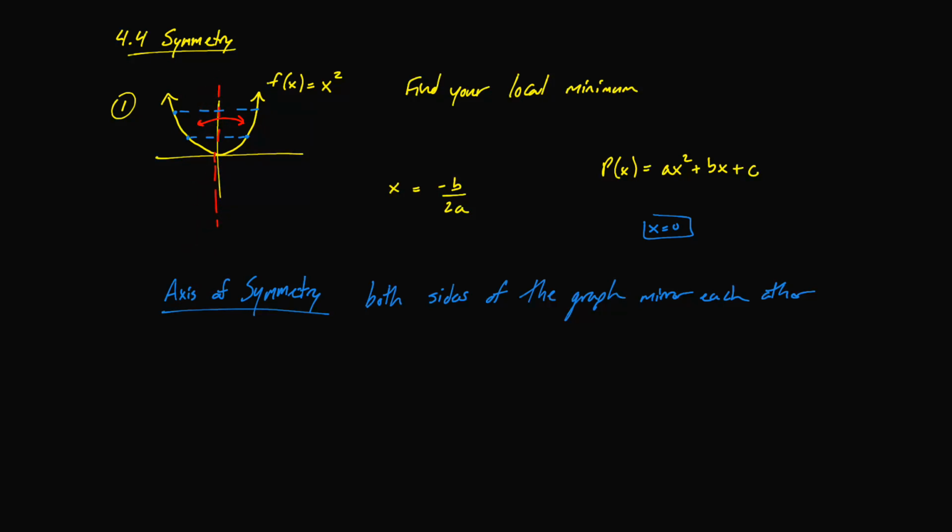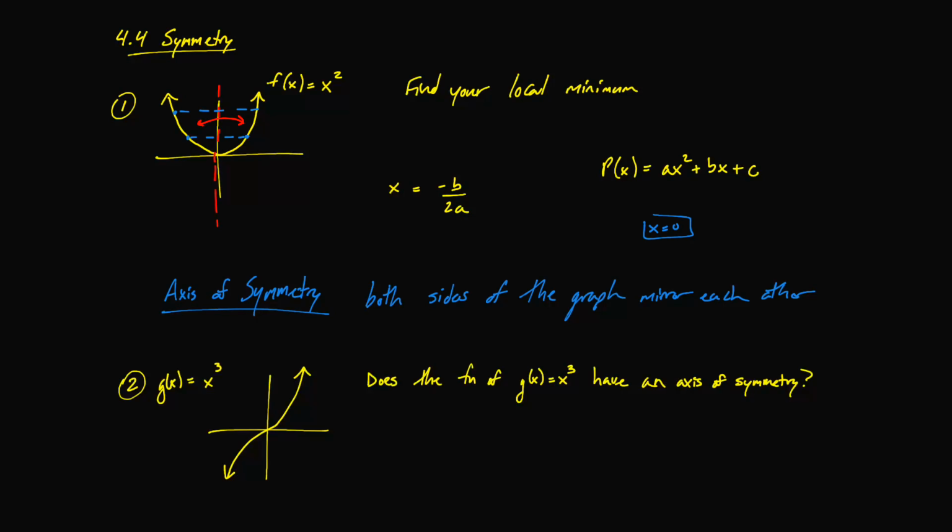Alright, let's consider another quick example. So for this example, we're looking at this graph g of x equals x cubed, and we're looking at it graphed along this coordinate grid here. Well, use your imagination. Does the function g of x equals x cubed, so this function here, have an axis of symmetry? Well, I would say just simply try it out. You can end up using this definition right here. Both sides of the graph mirror each other.